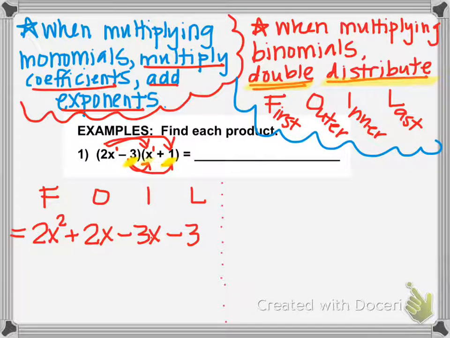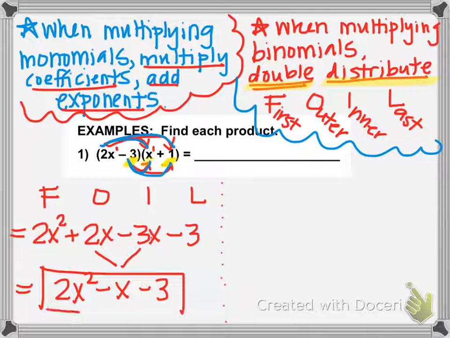So it goes like this. Let me just show you one more time. First, outer, inner, last, in that order. Now, if you do it in this order, many times the two resultant terms in the middle will combine. Notice we have 4 terms, 2x squared, 2x, negative 3x, and negative 3. Many times the O and the I, or the two inside terms, will be like terms and they can combine. Notice they both have 1x, so we can combine them. So 2x and a negative 3x are going to combine to make a negative 1x. And then we'll bring down that minus 3 and that 2x squared. And this quadratic trinomial is what you get when you multiply those two binomials together.